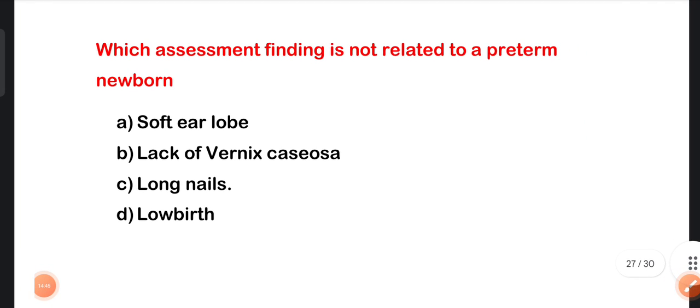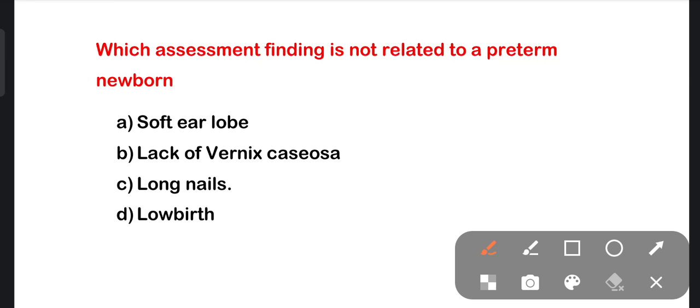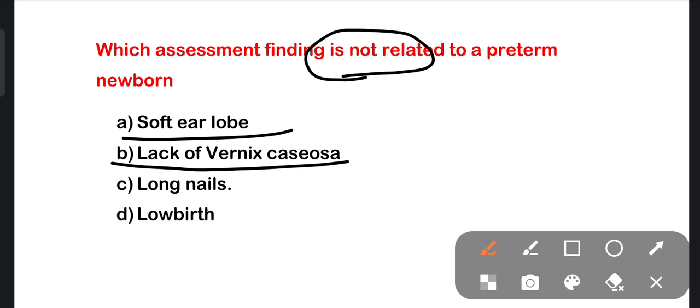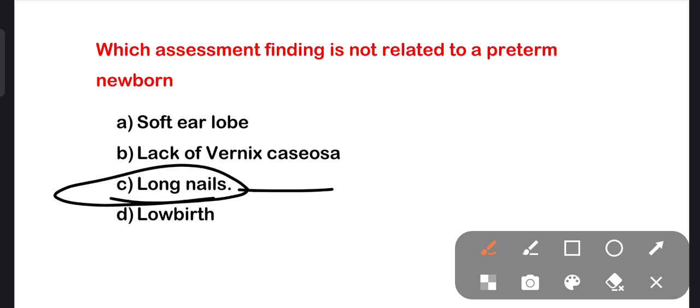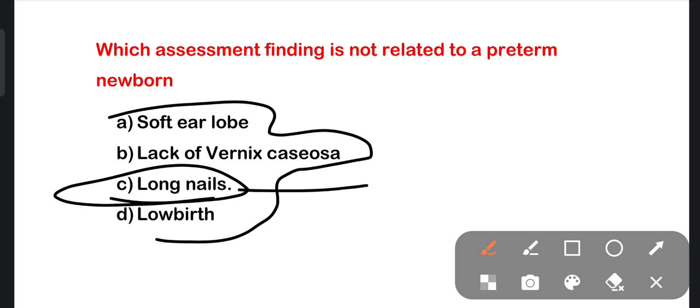Which assessment finding is not related to a preterm newborn? So among these four options, which is not related to preterm newborn. Okay, options are soft earlobe, lack of vernix caseosa, long nails, and low birth weight. So the right answer is long nails. So long nails we can see in the postterm baby. So the remaining three options we can see in the preterm babies.